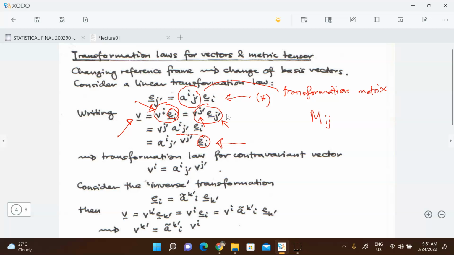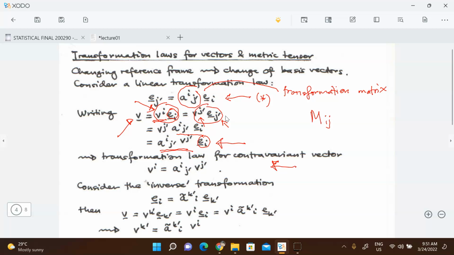Okay? So since these are the same, I can remove EI, and that tells us that this has to be the same as that, because they are referring to the same basis vector, EI. So in other words, we now have what we call a transformation rule for the components of a vector. What does it do? You multiply this aij dash with vj dash, and you get back your old components. So this is what we call the transformation law for a contravariant vector.